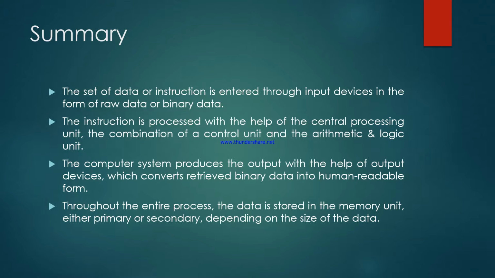So in summary, we find that the set of data or instructions is entered through the input device in the form of raw data or binary data. The instruction is processed with the help of the CPU, the combination of the control unit and the arithmetic and logical unit. So the CPU is the combination of ALU and CU. The computer system produces the output with the help of output devices, which convert retrieved binary data into human readable form. Throughout the entire process, the data is stored in the memory unit, and we know that there are two types of memory units. One is primary memory and another is secondary memory, depending on the size of the data.